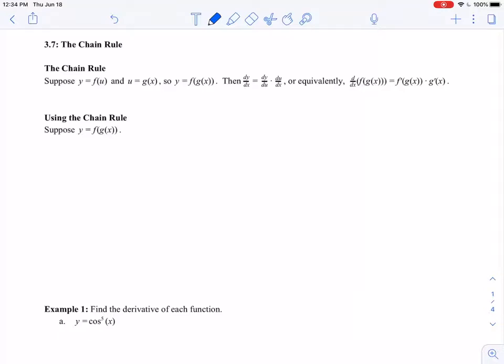In 3.7, we have yet another derivative rule to talk about. This time, we're going to talk about the chain rule. So let's just get right into it.